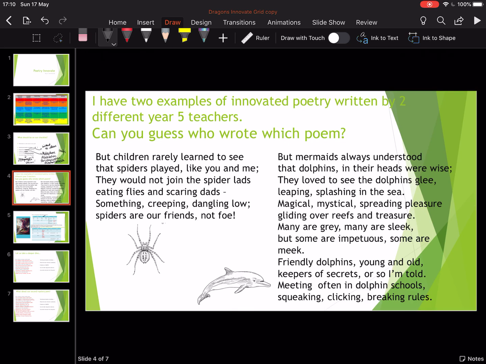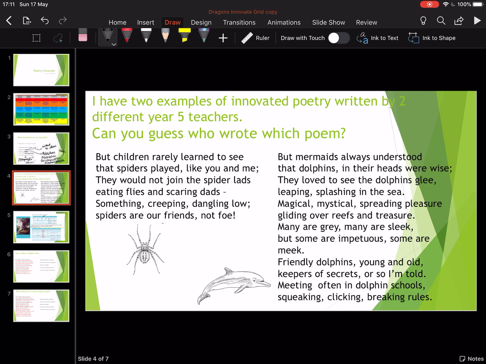Without further ado, here are two examples I have that have been written by two different Year 5 teachers. The only clue I'm going to give you is that I am not one of them. So I will read each of these to you. So the first one. But children rarely learn to see that spiders played like you and me. They would not join the spider lads, eating flies and scaring dads. Something creeping, dangling low. Spiders are our friends, not foe. So that was our first wonderful innovative verse there by one of our teachers.